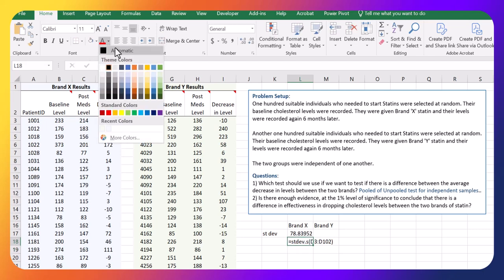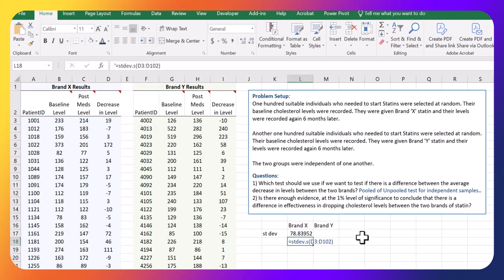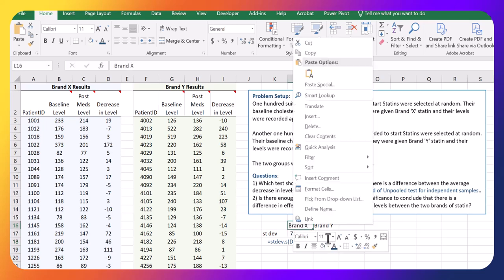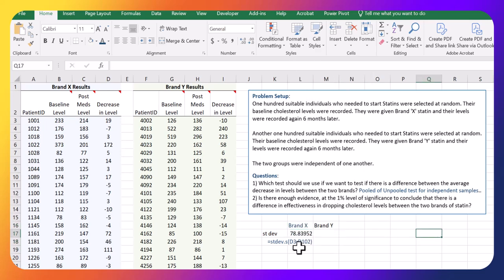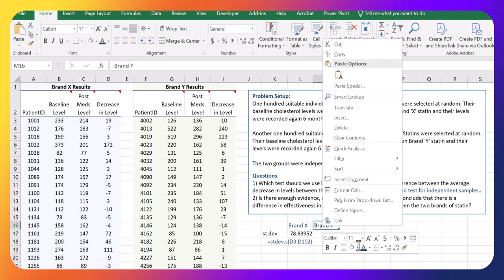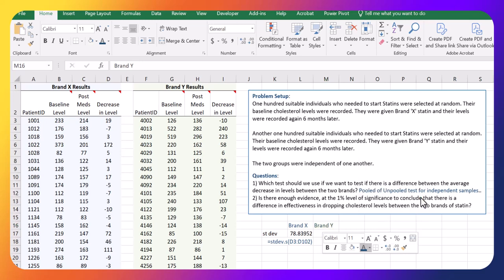Little comment while I'm doing this, might not mean anything to many of you, but this data is fake data. It's been simulated using roughly a Monte Carlo simulation. So this is all fake data, simulated off of roughly realistic numbers here. Okay, so brand X, we have a standard deviation of 78. Let's look at brand Y and see what we get here.